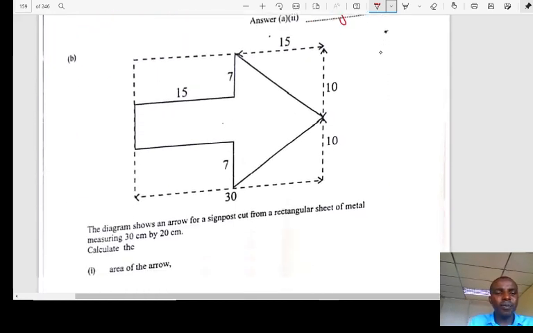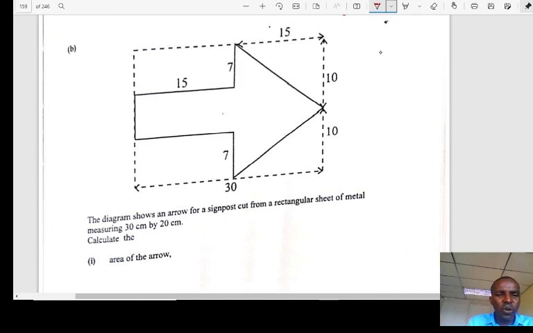Next, part B. The diagram shows an arrow for a signpost cut from a rectangular sheet of metal measuring 30 by 20 centimeters. Calculate the area of the arrow. Area of the arrow, right, you break down your shape here. We have two shapes which form an arrow. So I can break here, then I can write shape A and shape B. Shape A is a rectangle. Shape B is a triangle.